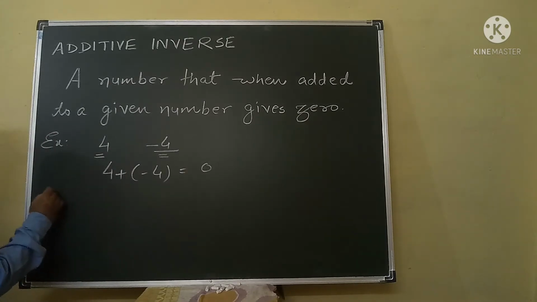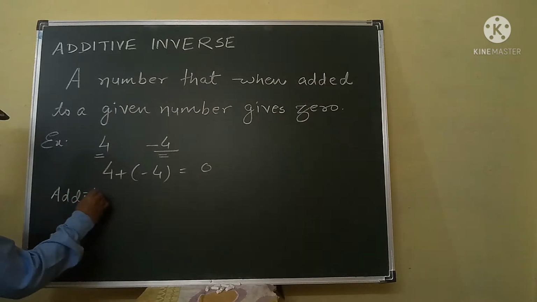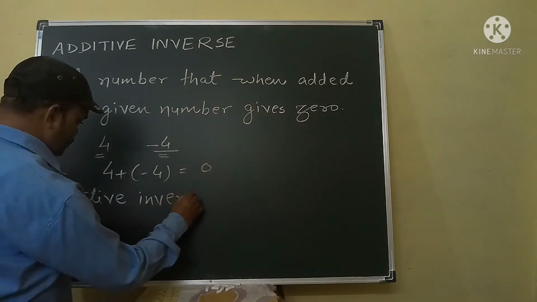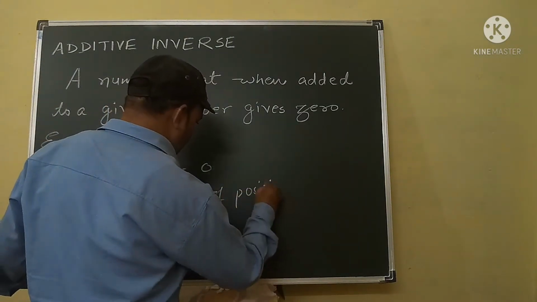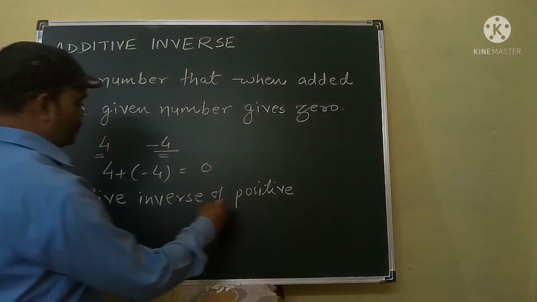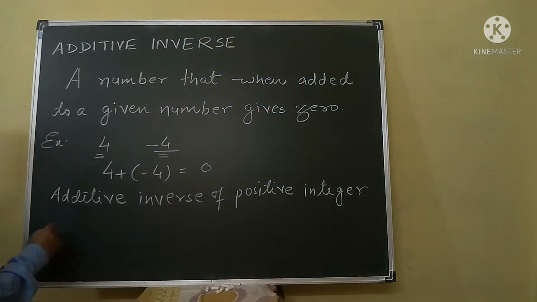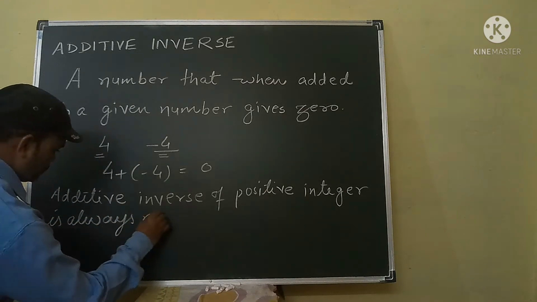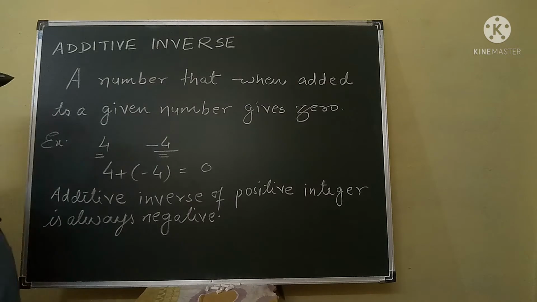Additive inverse of a positive integer is always negative.